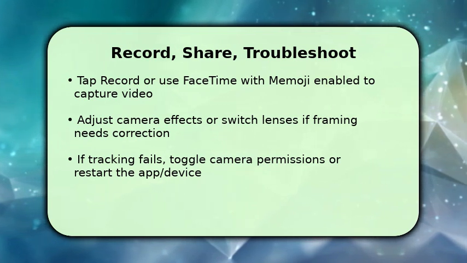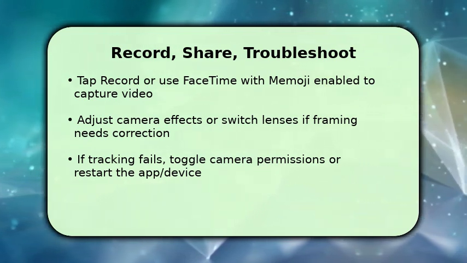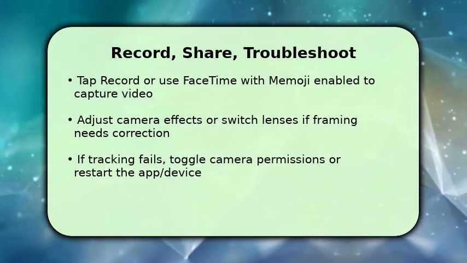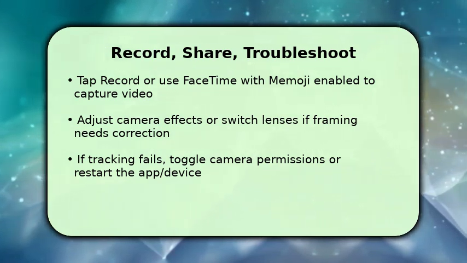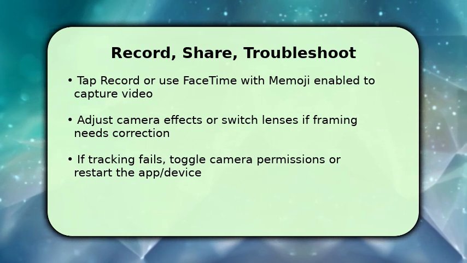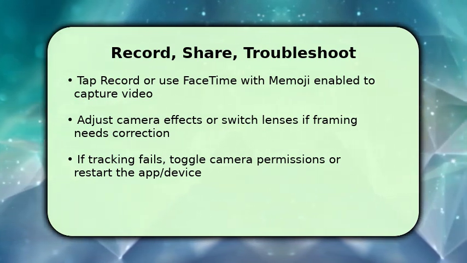If movement looks wrong, first check lighting and distance, then toggle camera and motion permissions in settings. If it still fails, restart the app or device. Reinitializing sensors often restores proper face tracking.